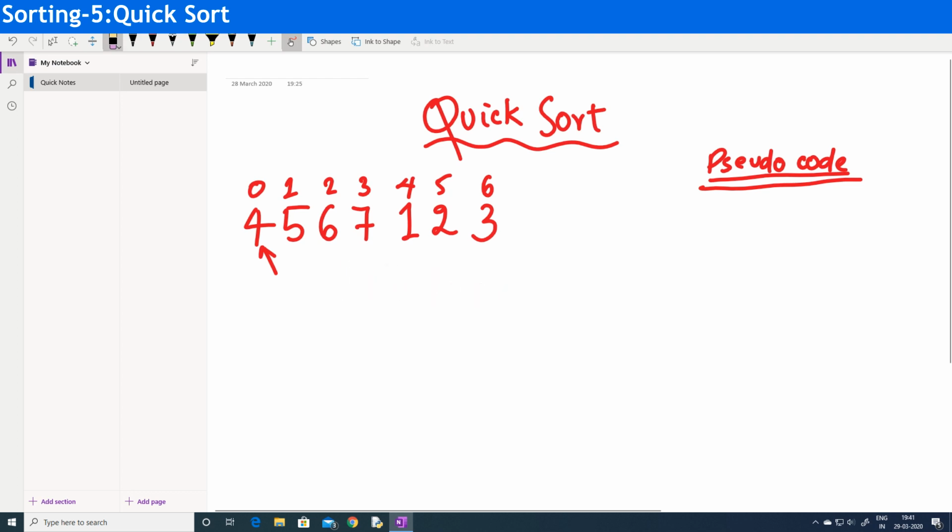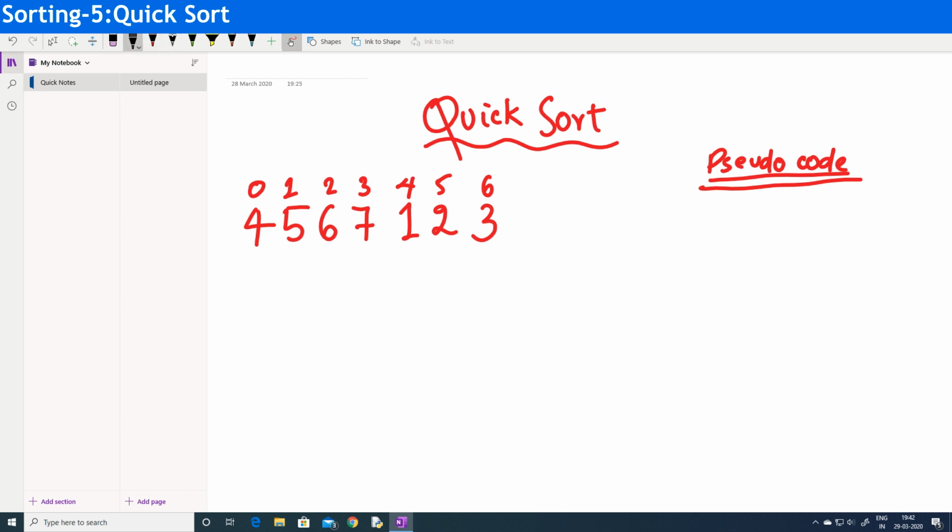So the easiest way that we can do this is by putting all the elements less than 4 to the left of 4 and all the elements greater than 4 to the right of 4. If this is the case, then we can be sure of the fact that 4 is in the correct position. So how can we implement this?